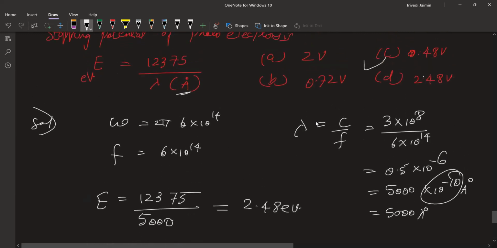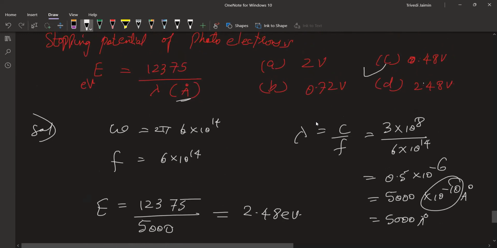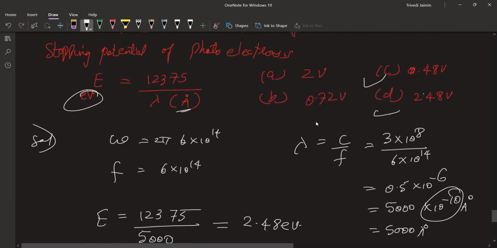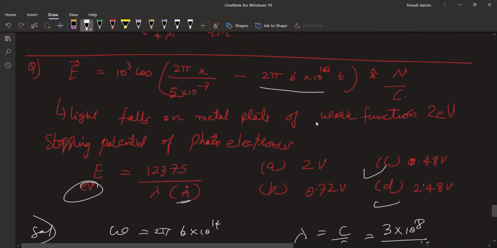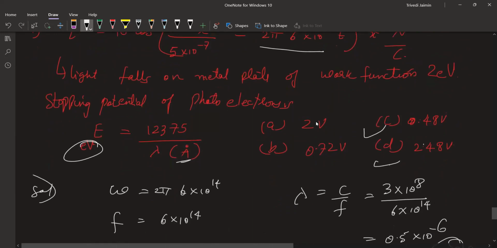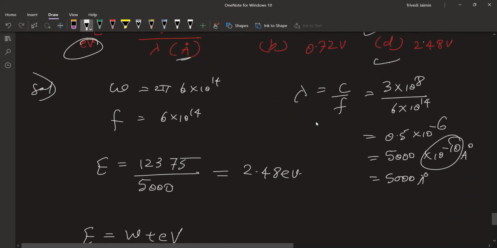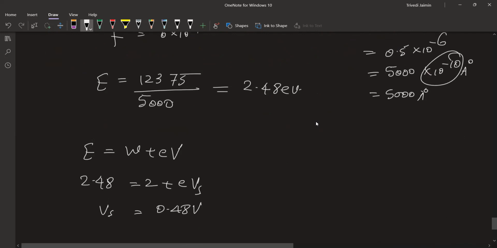Okay, so what we have to look after? See, if we had directly done it, we would get the answer as 2.48. But they have said it is in eV, electron volt. So we need to convert this one. The work function was given as 2, so we subtracted from that. So the remaining is 0.48 volt.